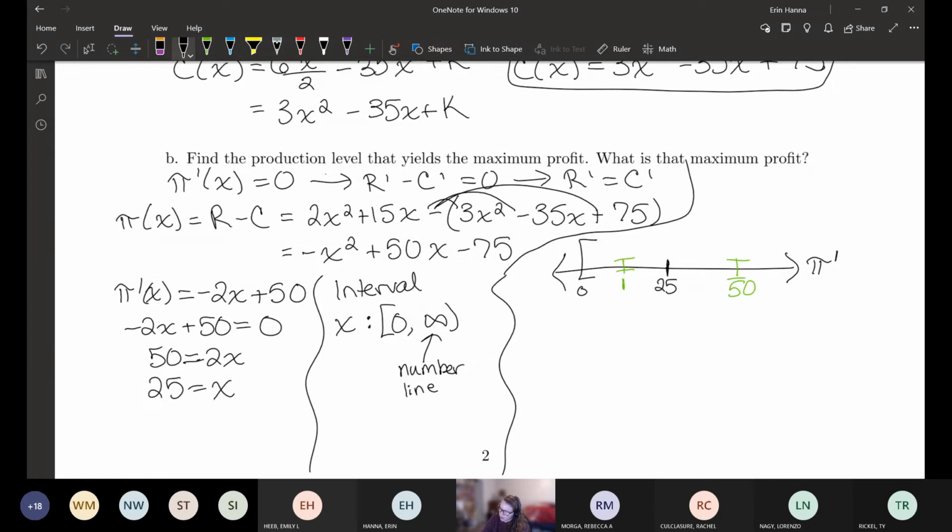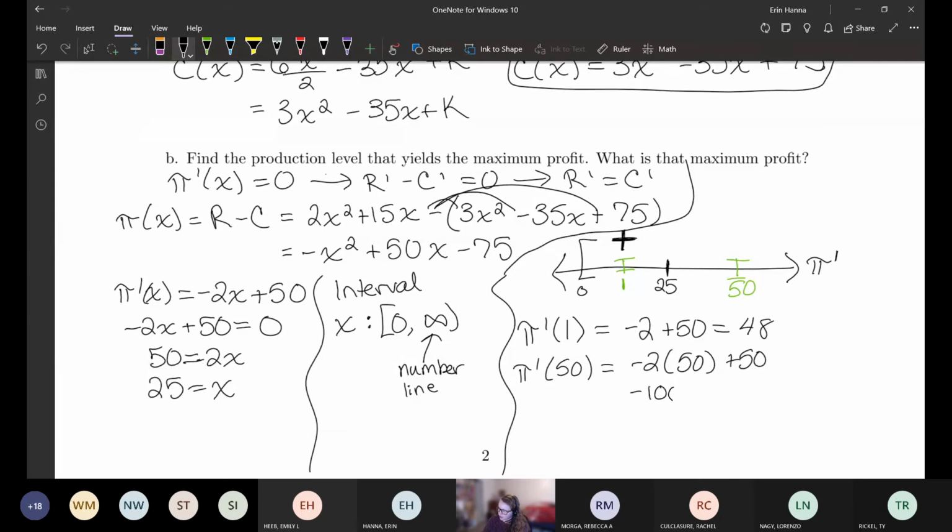And then remember, we take those test points. Anything that's on the number line is going to go into the proper derivative. So we're going to plug it into the derivative of profit. So we'll have -2 plus 50 gives us positive 48. So a positive value there. And then if we plug in, what did I choose? 50. Remember, it doesn't matter what value you choose as long as it's in the correct part of the number line. So we'll have -100 plus 50. So -50, so we'll have a negative there.